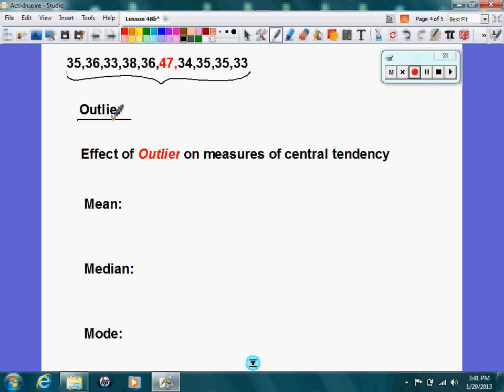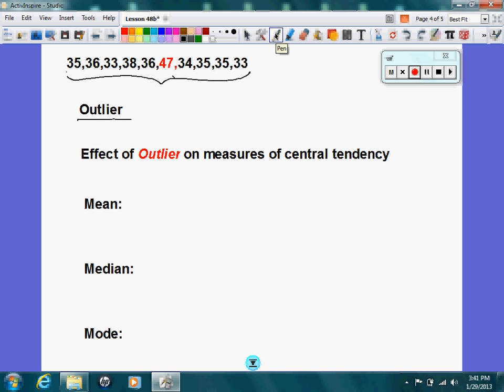What would be the effect of the outlier on the measures of central tendency? Often what you do with an outlier is you just simply omit it. So you just mark it out and don't consider it. But if you did consider it, then how would that affect our measures of central tendency?